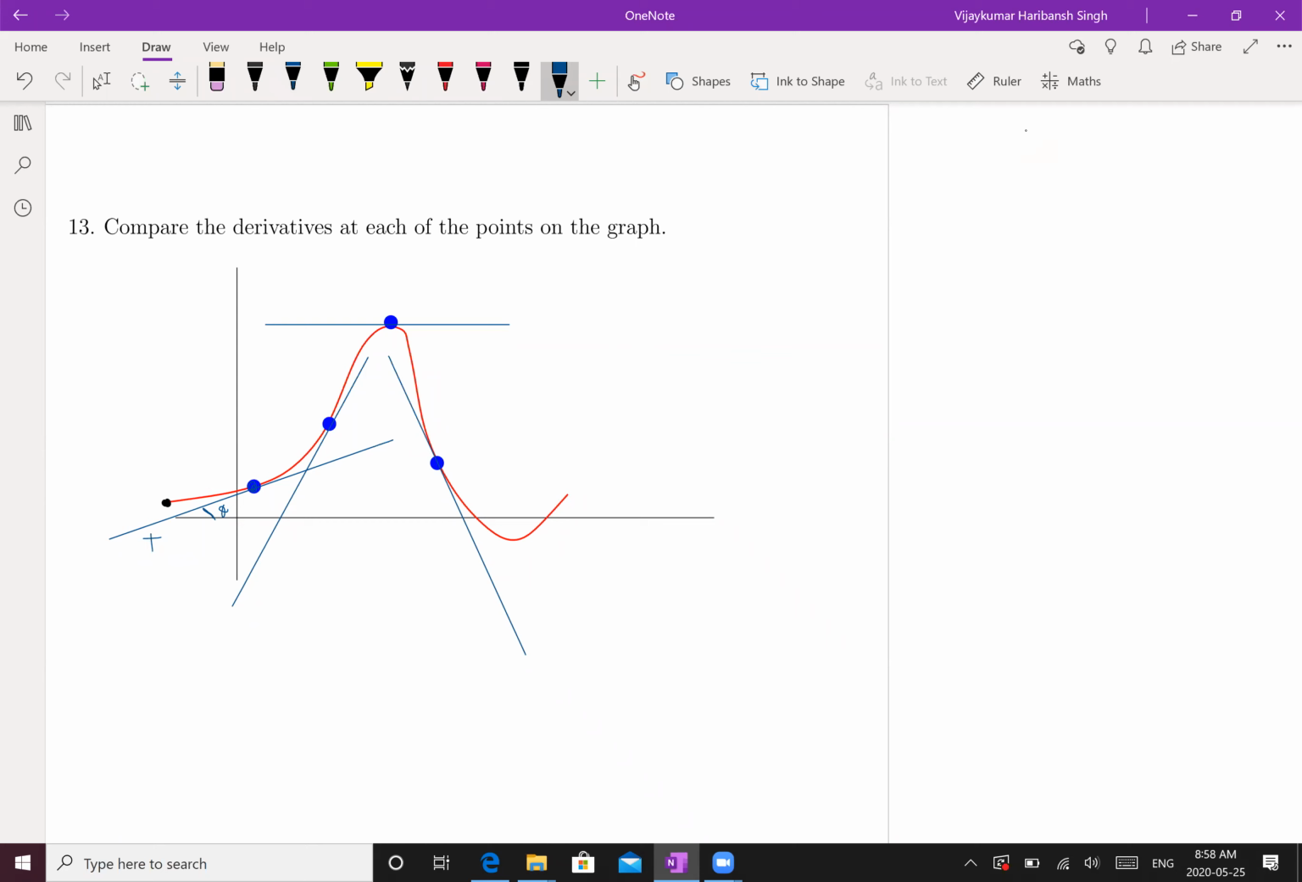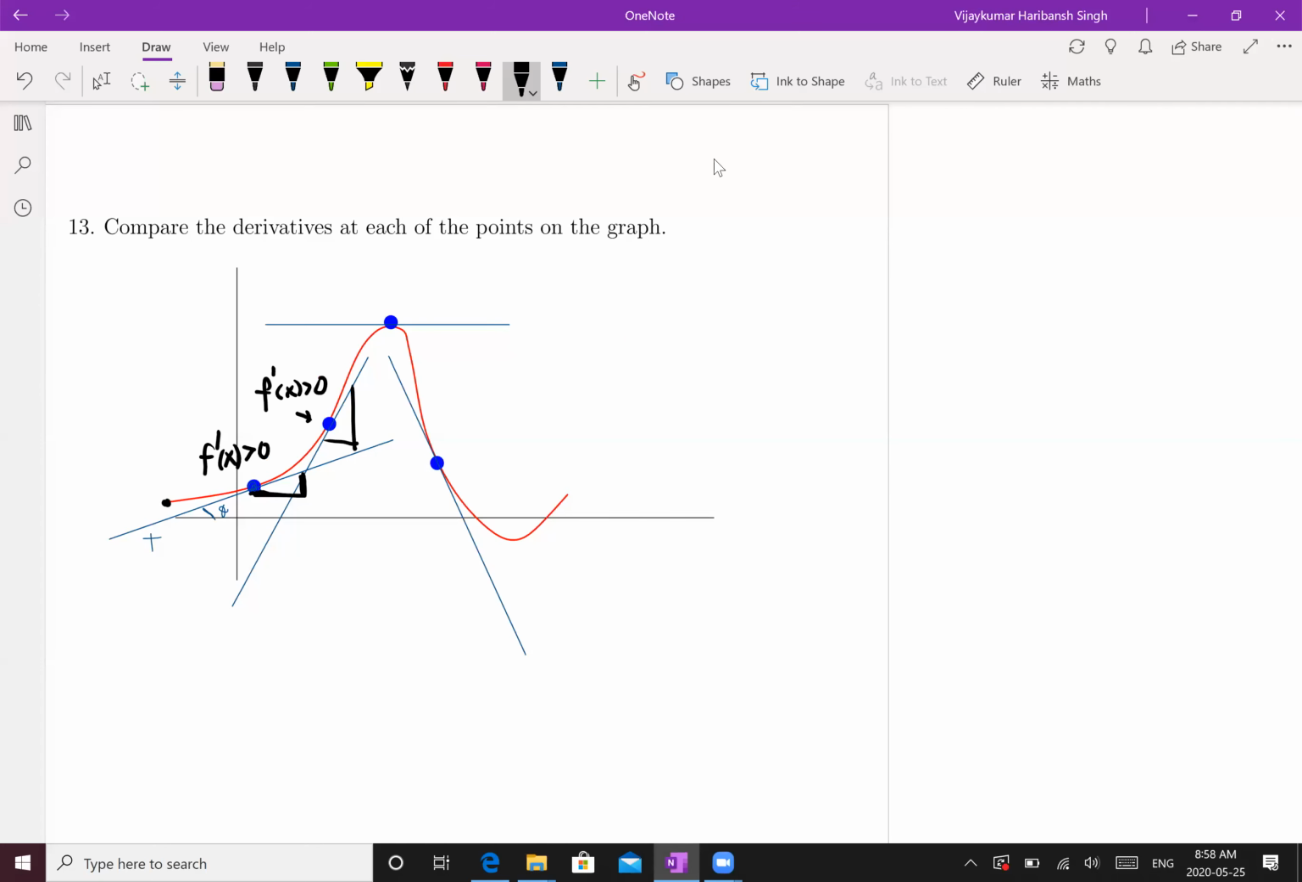Another way is to look at rise over run. So rise is positive. This is your rise and this is your run. Run is also positive. So if you divide two positive quantities, you get positive. Same way here as well. At this point, for this line, rise over run is positive. So f prime x is positive. Here f prime x is also positive.